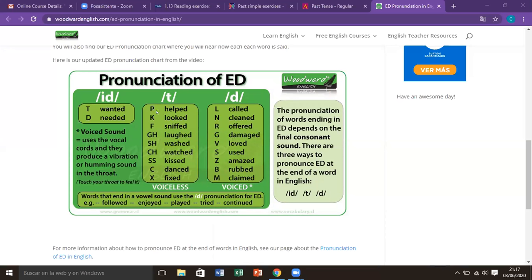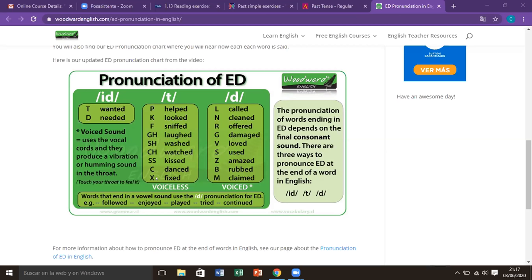Okay, so how do you use this list? Well, if the original word finishes with T or D, the pronunciation is id. For example, the original word is want, so the pronunciation is wanted. The original word finishes with D, need, so the pronunciation is needed. All the words that finish with T or D, the pronunciation is id.